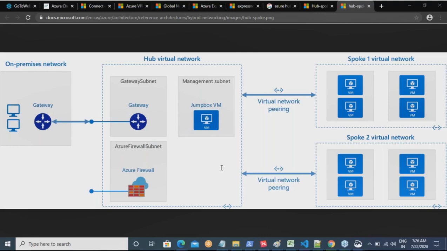Yes or no, sir? A machine which is present in a public subnet, which helps you to connect to the other machines which are present in private subnets, is called a jump box or bastion host. Right?